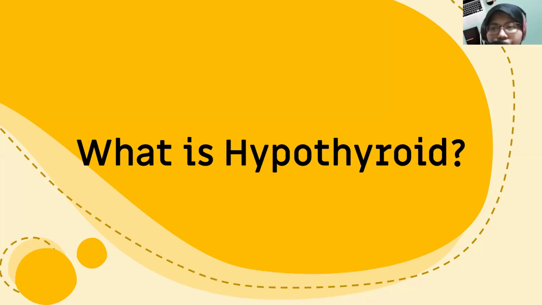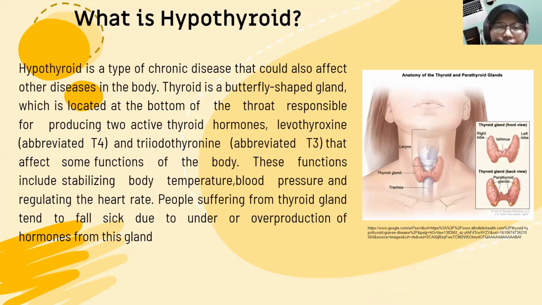Let's start with the introduction. What is hypothyroid? Hypothyroid is a type of chronic disease that could also affect other diseases in the body.